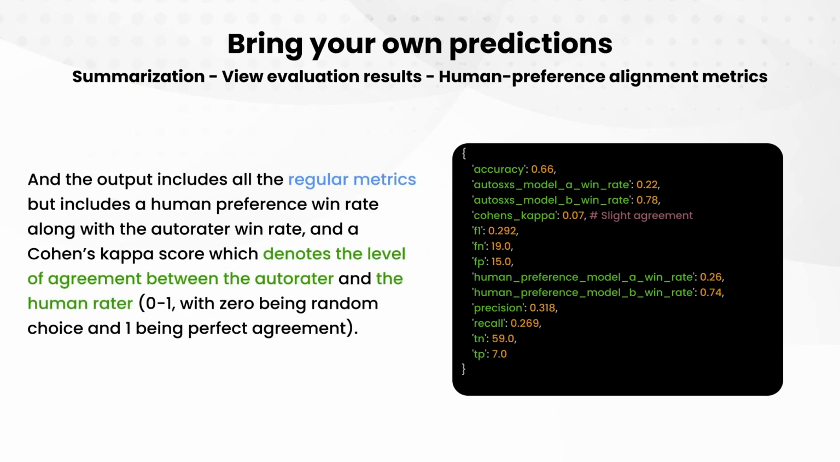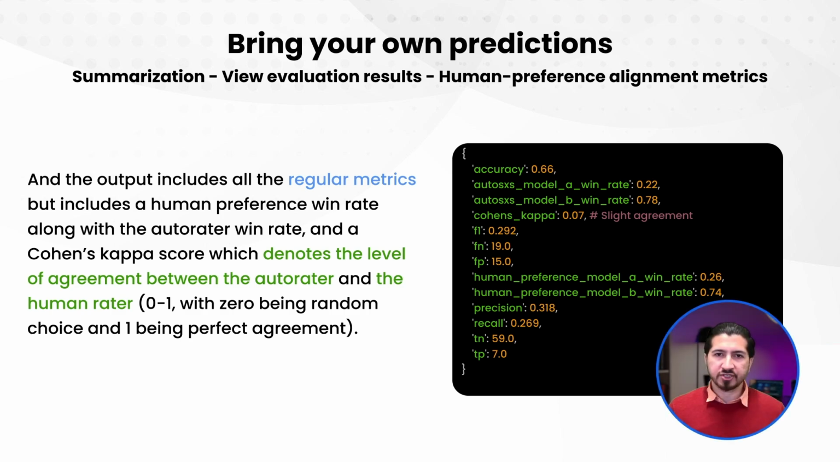And the output includes all the regular metrics, but it also includes a human preference win rate along with the autorater win rate, and a coherence kappa score, which denotes the level of agreement between the autorater and the human rater. Again, this is a value between 0 and 1, with 0 being random choice and 1 being perfect agreement.